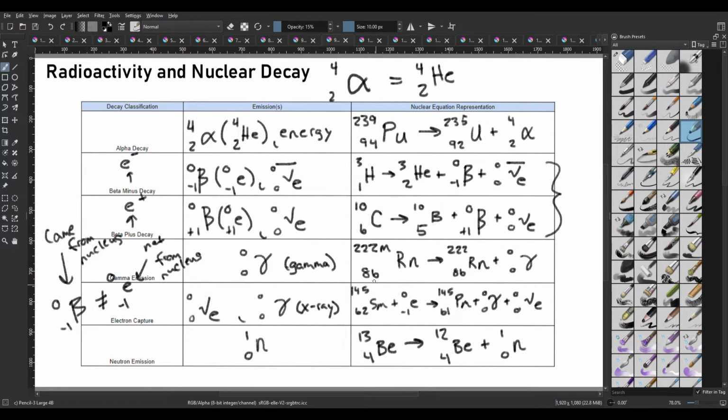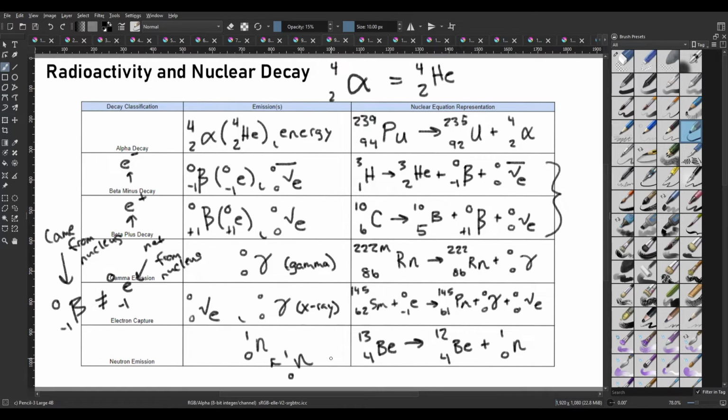And then finally, the last one I want to look at is neutron emission. Whenever we do this, this is just when an unstable nucleus decays and emits a neutron. So if we have this beryllium-13 here, it's going to turn into beryllium-12, and it's going to release that neutron. And how we denote a neutron is right here. It has no atomic number because it doesn't have a proton. It's got a mass number of 1. We just put N there to denote neutron.